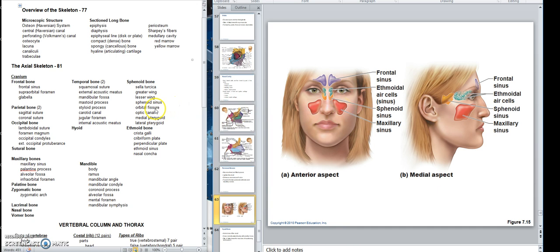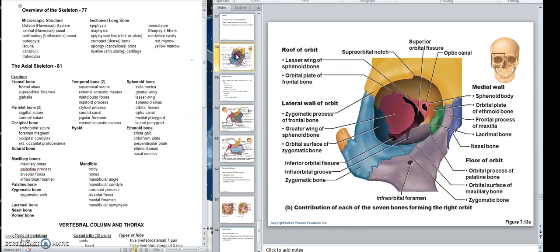The orbital fissure, I'm going to go inside the eye socket. See right here, you have this right here. We have two fissures, a superior orbital fissure and an inferior. But that superior is really within the sphenoid bone, the superior orbital fissure. But we have actually two, a superior and an inferior. Stuff comes through there.